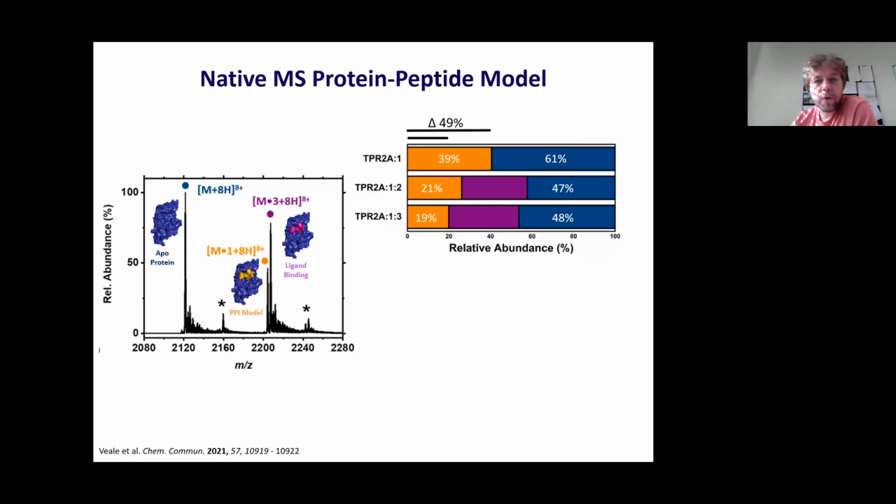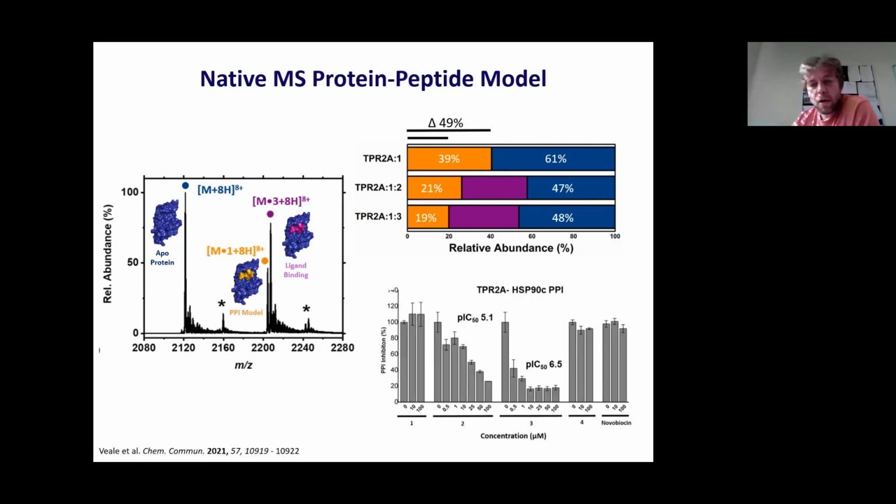Analysis of the full charge state distribution and the relative abundances showed that MEEVD bound at roughly a 39 to 61% ratio, and in the presence of one of our tetrazole-containing peptides, we saw a nearly 50% fall off in the abundance of our PPI model, indicating again quite substantial gas phase disruption. In this instance, peptide 3 performed slightly better than peptide 2, but nothing too significant.